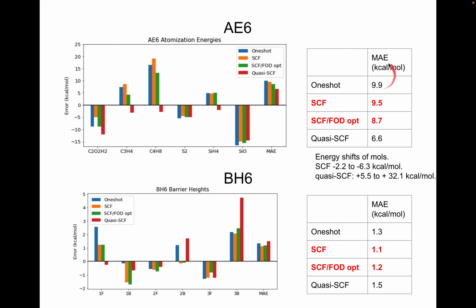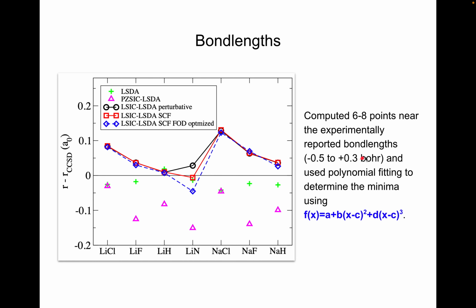And for determining the bond length, we computed 6 to 8 point energy evaluations near the experimentally reported bond length values, that is, the experimental value minus 0.5 bohr up to plus 0.3 bohr. And we fitted those data points using polynomial fitting to determine the minimum of that energy curve.